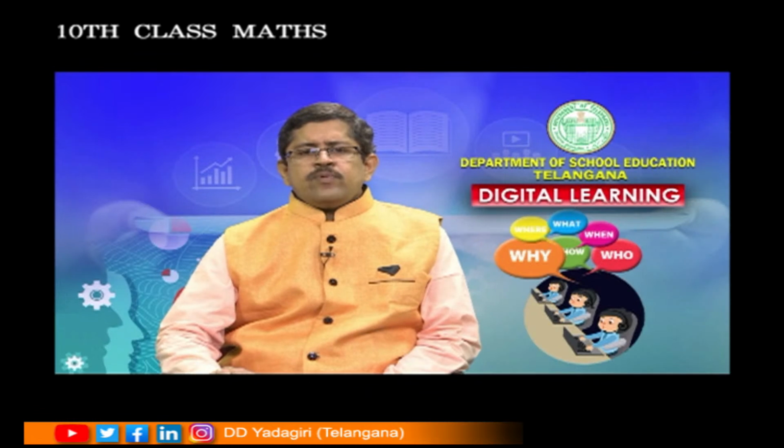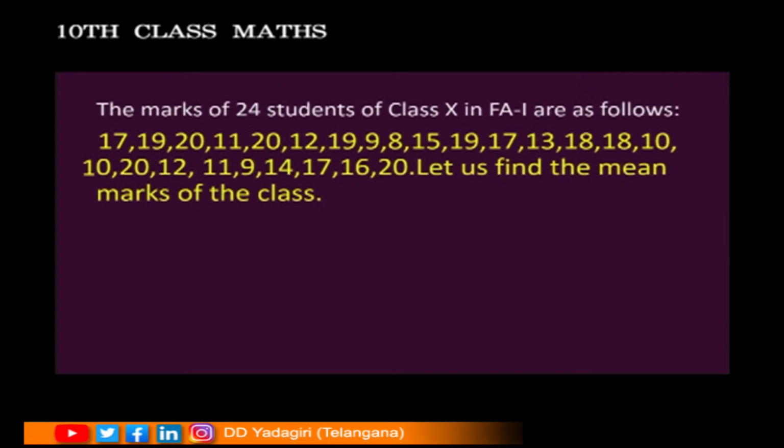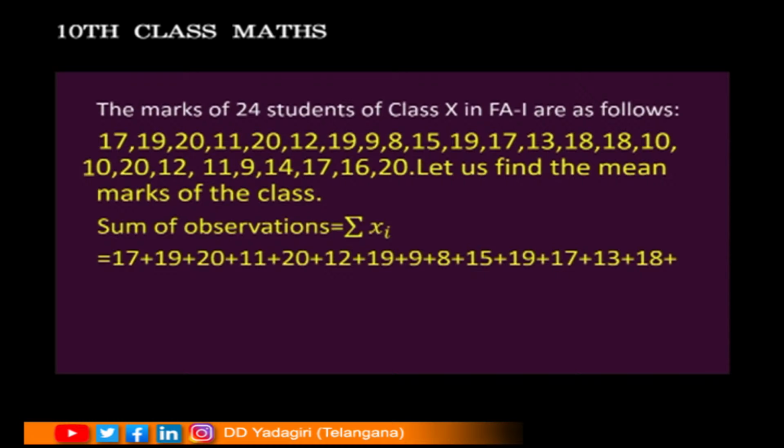Let us take an example of the marks of 24 students in the formative one of class 10. You have the marks given like this for the 24 students. Let us find the mean of all the marks of the class. For that you have to find the sum of the observations. How do you find the sum of the observations? Simply add all the observations. You add all the values.